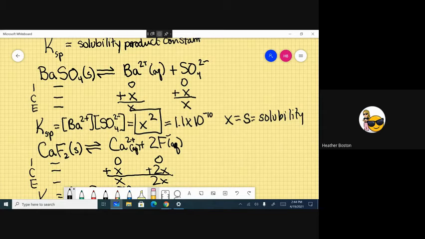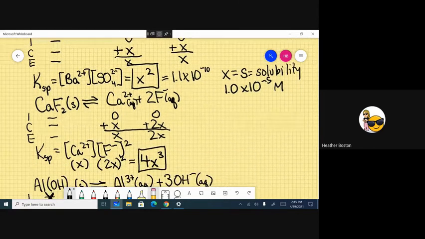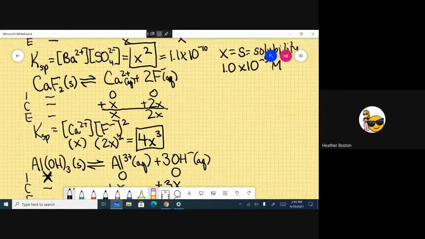That's how many pieces of our salt will dissolve. And in this case, it dissolves into two pieces. So we can take the square root of 1.1 times 10 to the minus 10 and get a solubility of 1.0 times 10 to the minus fifth. That's how many moles will dissolve. So it can be in molarity, there's lots of different units that are possible for solubility, but we'll leave it as molarity for today.